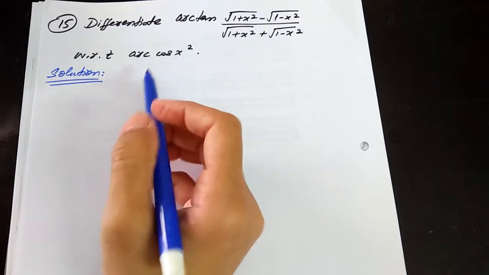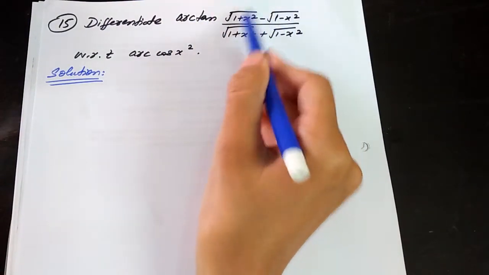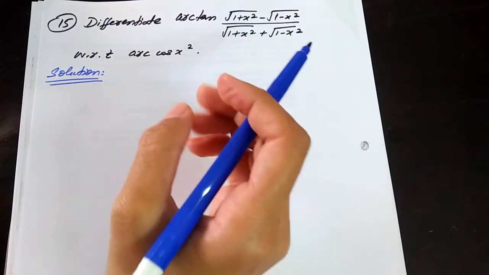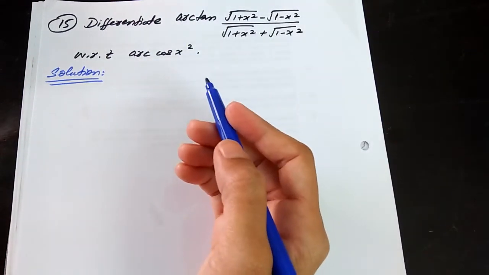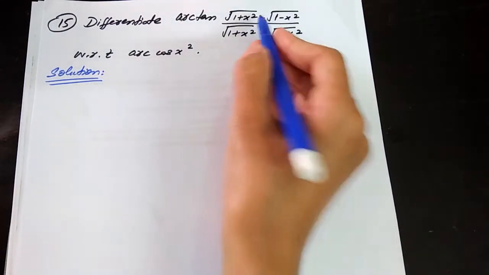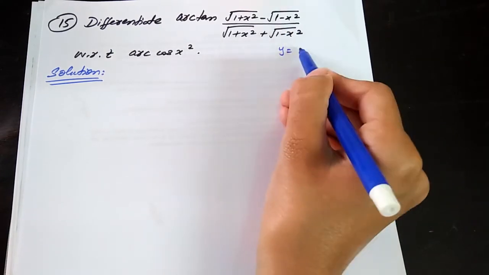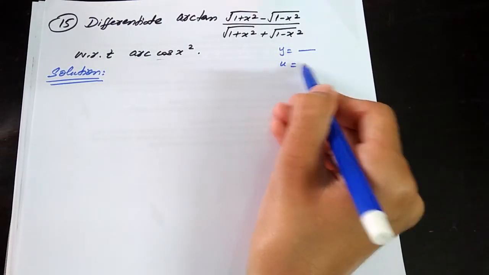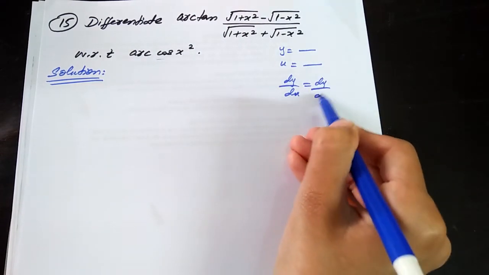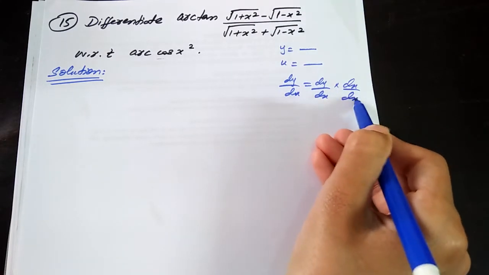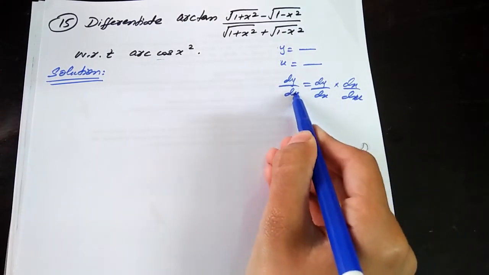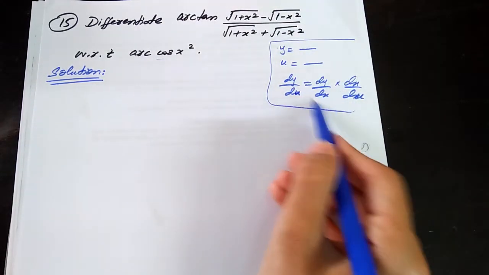Now come to question number 15. Differentiate arc tangent of this function with respect to this function. There are two methods to solve it. The first method is the simple formula, but that will be lengthy for you, and that is using the chain rule. Just let this function equal y, let this function equal u, and find the derivative dy by du, that is equal to dy by dx multiplied by dx by du. Separately take the derivatives with respect to x, put the values here and get dy by du. This will be the lengthy method by using the chain rule.